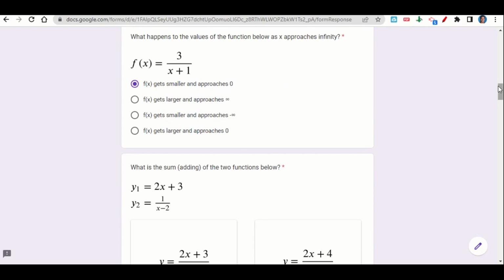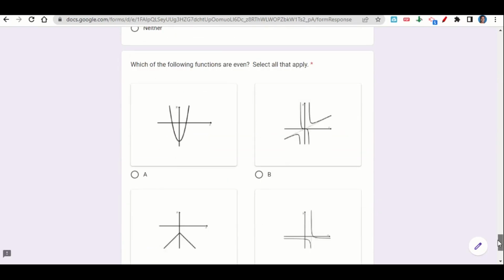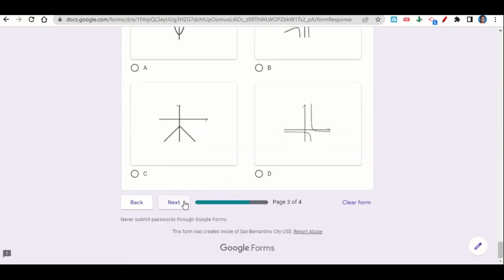And we'll continue to answer these questions all the way until we get to the end. When you get to the end, go ahead and click Next. This will take you to your Before You Go. Go ahead and fill out your Before You Go and then submit your work on Google Classroom.